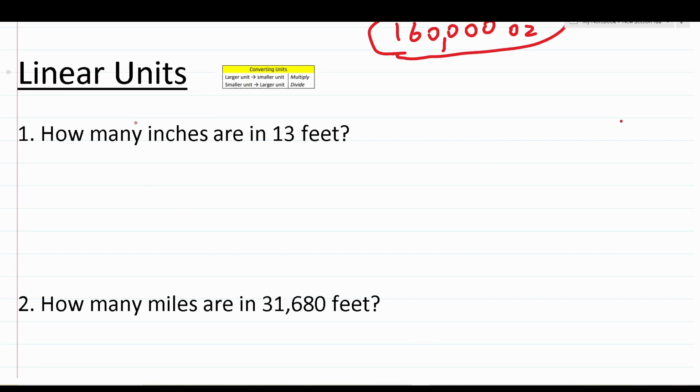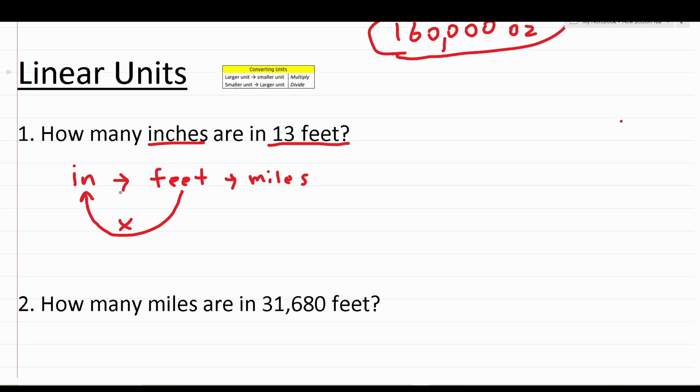All right, so now we're going to be working with linear unit conversions. And this first question says this: how many inches are in 13 feet? Remember, linear units have the following units: inches, feet, and miles. In this case, we're being asked to convert feet to inches. So we're going from feet to inches. That is to say, we're going from a bigger unit to a smaller unit. So you know you're going to be multiplying.